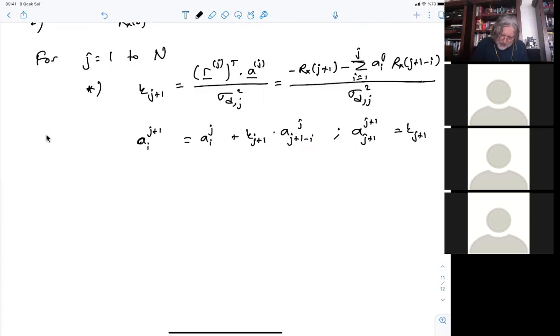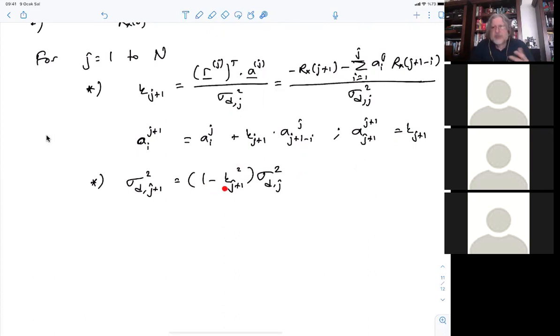And then we also update the error, prediction error, which is sigma d j plus 1 square to become 1 minus k j plus 1 square, times sigma dj square, the previous prediction error. So every time the previous prediction error is scaled by something which is less than 1. As you see, this thing is 1 minus something positive, which means it's less than 1. So it's reducing.